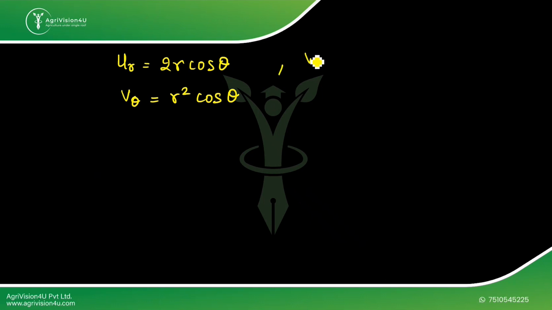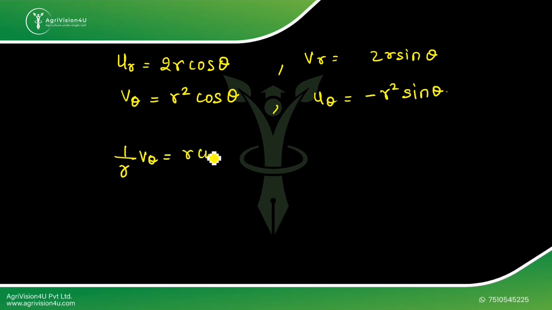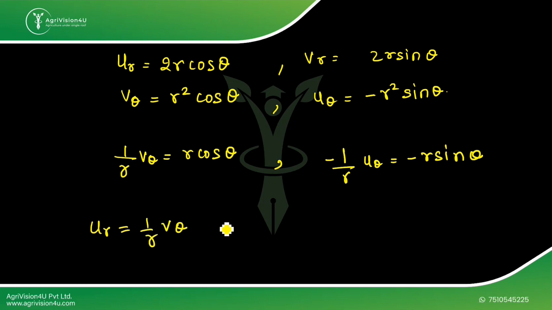If you find VR, you will get 2r sin theta, and if you calculate for u theta, you will get minus r square sin theta. Now if you compare 1 upon r v theta, it will be r cos theta, right? And 1 upon minus r u theta will be equal to minus r sin theta. Right? Now, you can see u r is equal to 1 by r v theta, and v r is equal to minus 1 by r u theta.